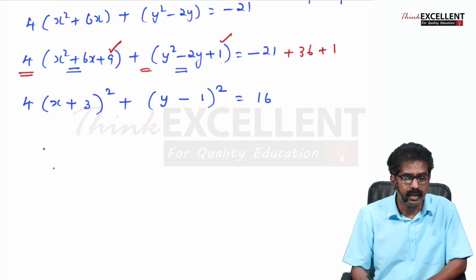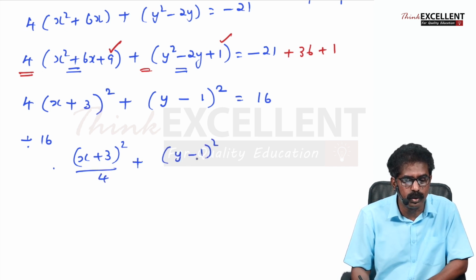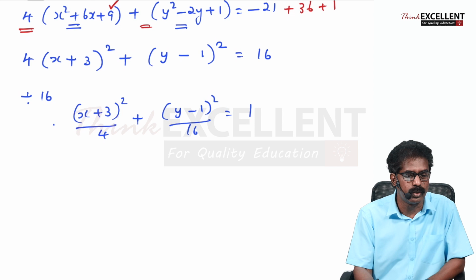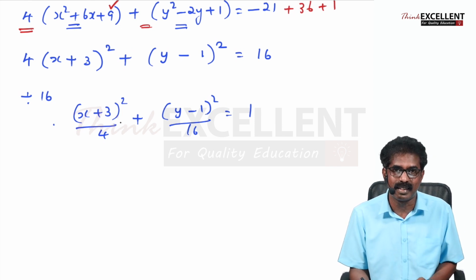37, yeah. So divide by 16, because on the right side I want to get 1. So the first term, if you divide by 16, 4 and 16 cancel. You will get x plus 3 the whole square by 4. Plus in the second one nothing gets cancelled. Y minus 1 the whole square by 16 equal to 16 by 16 is what? 1. So now by seeing this you can understand so many things. Now it is the standard form like what we did earlier. I think I can leave it here, right?